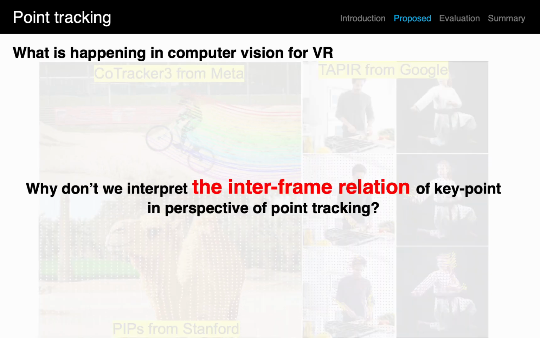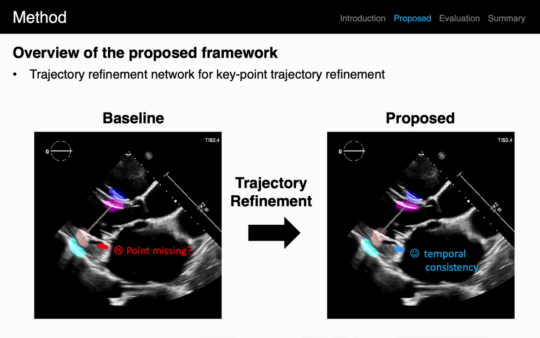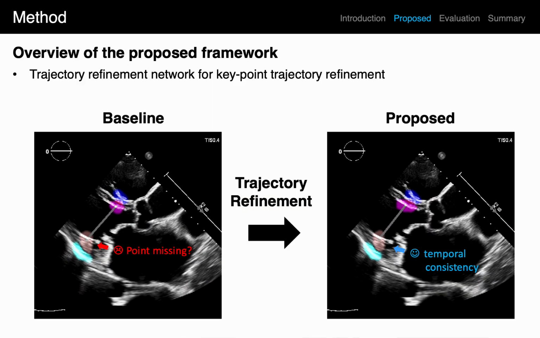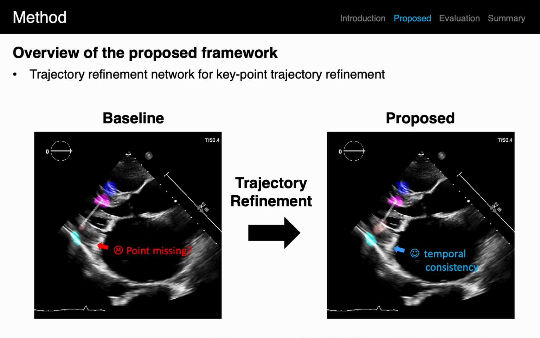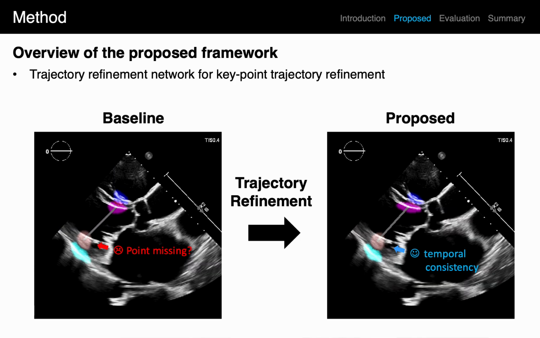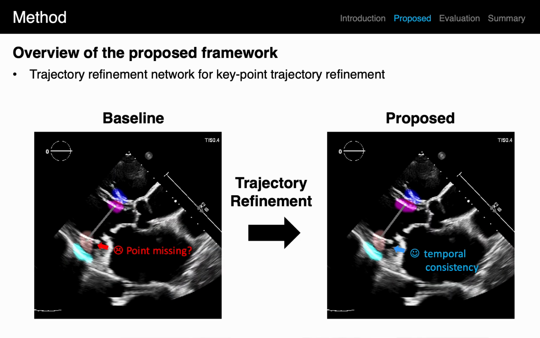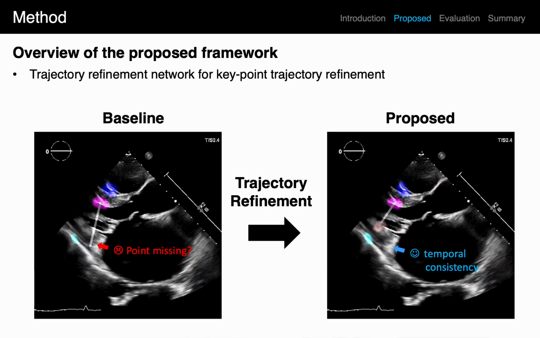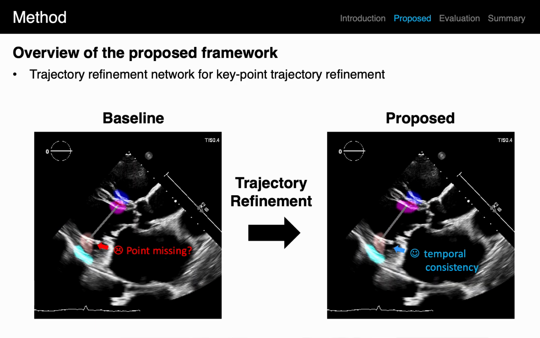Inspired by this, we reinterpret the interframe relationships of cardiac key points as a point tracking problem. This perspective allows us to leverage temporal coherence as a supervisory signal, even without dense annotations. Based on this idea, we propose a semi-supervised temporal key point trajectory refinement framework that enhances both spatial precision and temporal stability in PLAX echo video analysis.